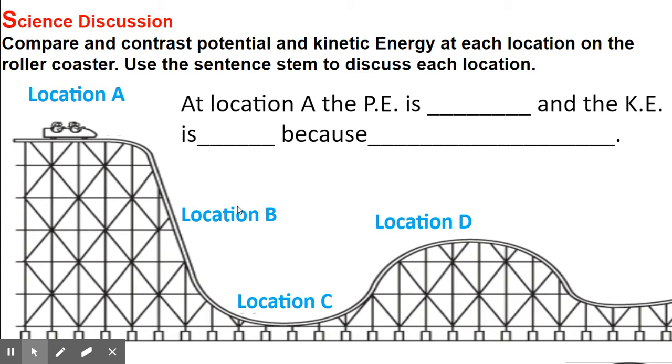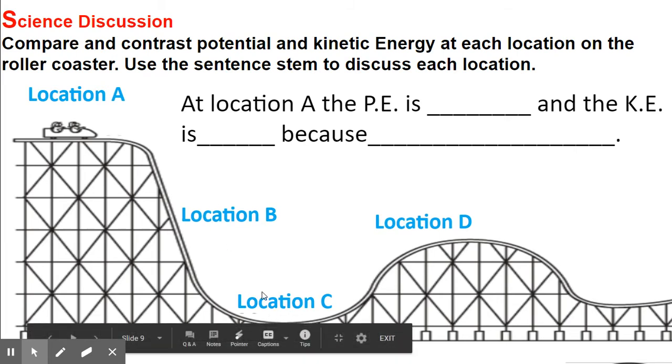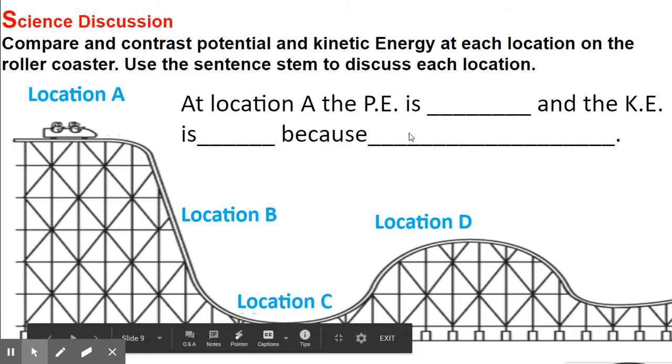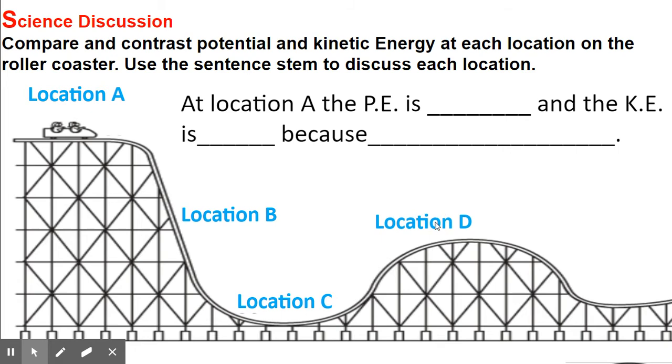At location B, we're losing potential energy and increasing kinetic energy because we're going downhill. At location C, the potential energy is the least and the kinetic energy is the greatest because we are at the lowest point of the track. At location D, the potential energy is increasing and the kinetic energy is decreasing because we are gaining height above the ground.